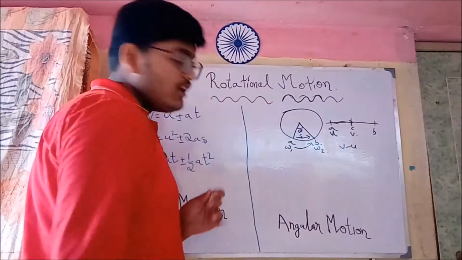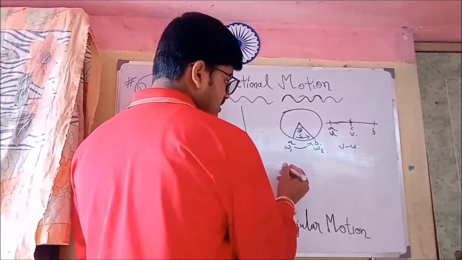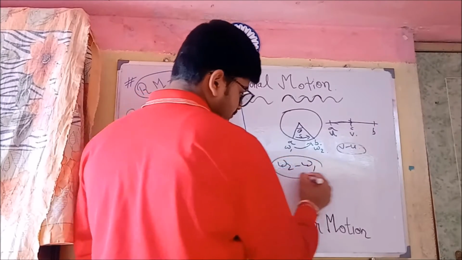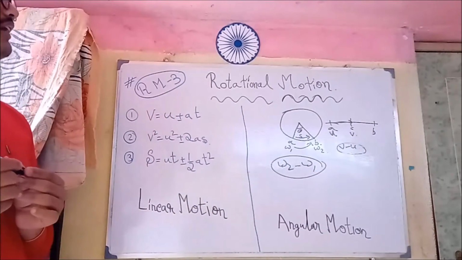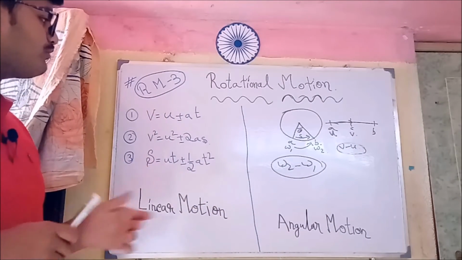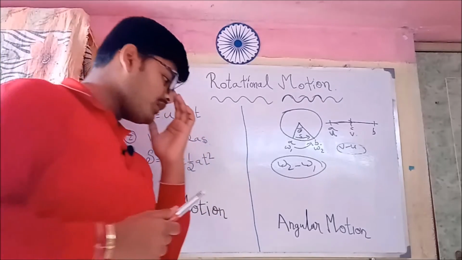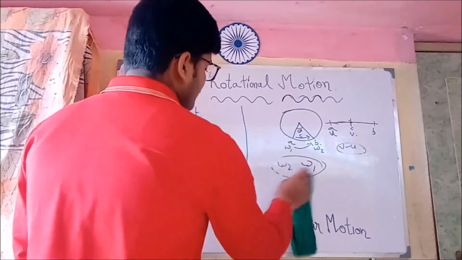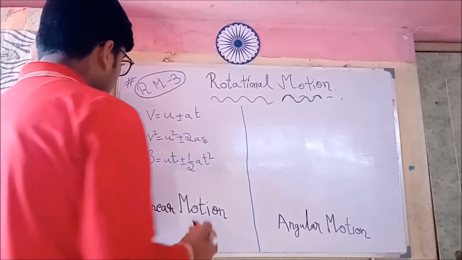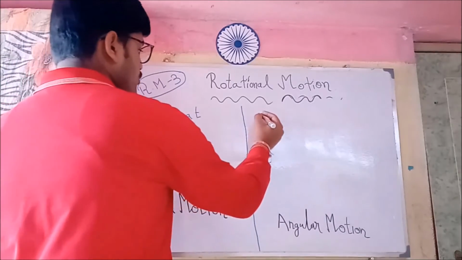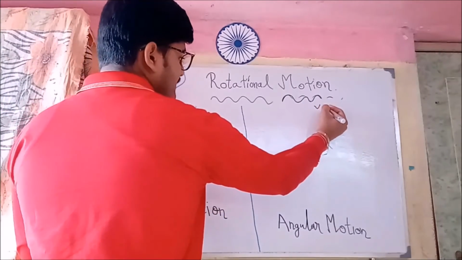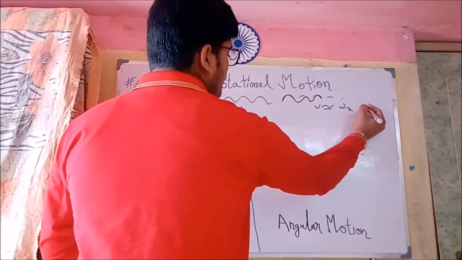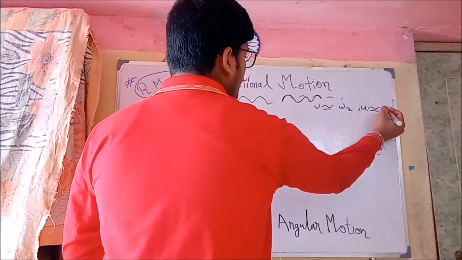In a similar way, if we compare this, we will get the change of velocity to be omega 2 minus omega 1. Now if we compare the fundamental formulas of Newtonian mechanics with the fundamental formulas of angular motion, we will get certain formulas. So let's note that with me. The formula is v equals u plus minus at. So we know that v is equivalent to omega 2 and u is equivalent to omega 1.